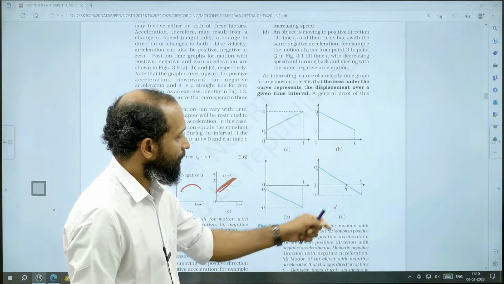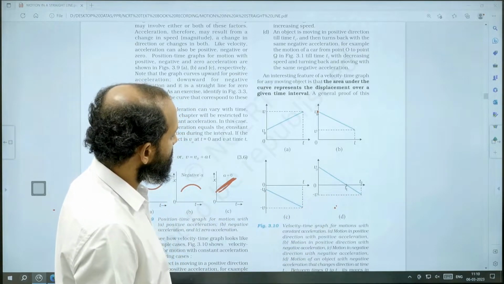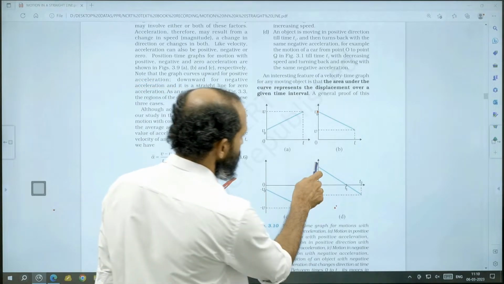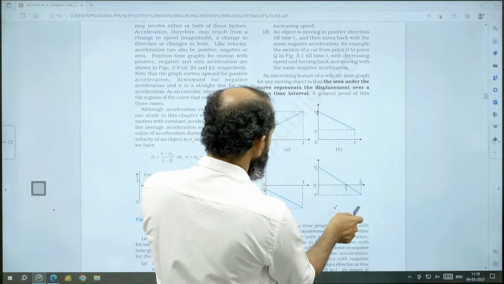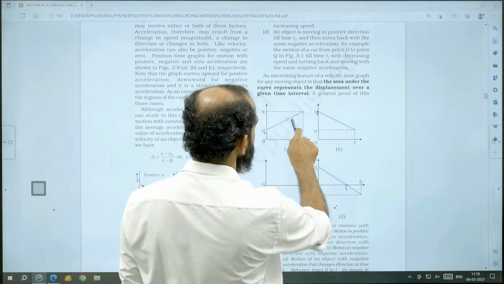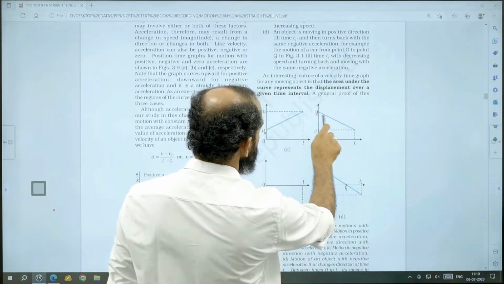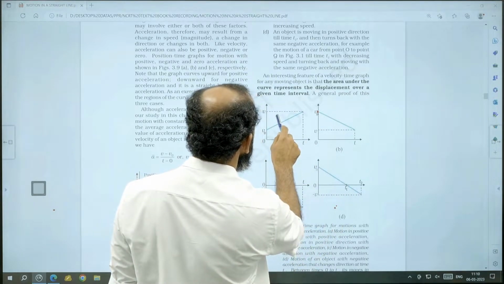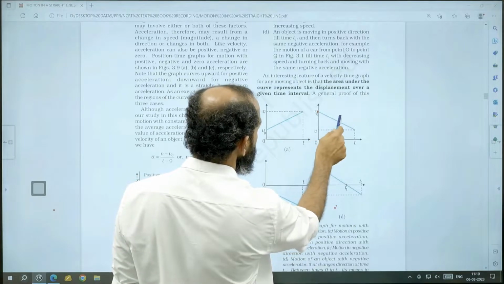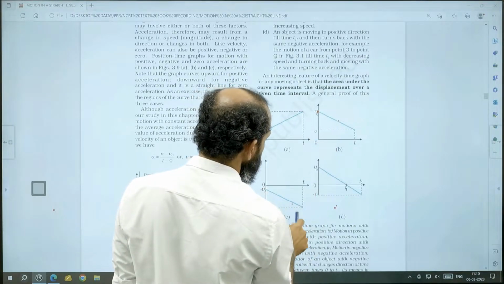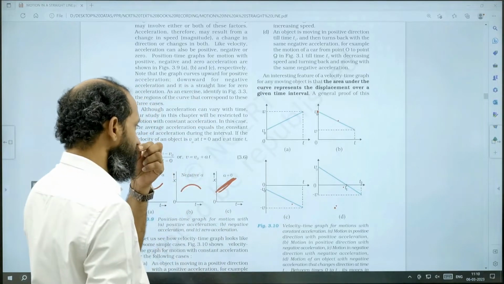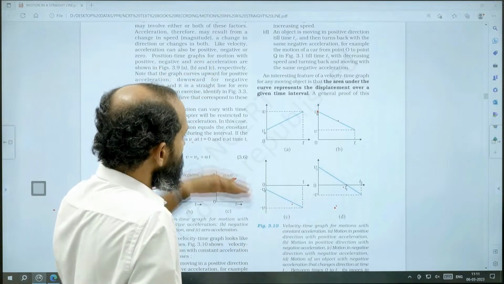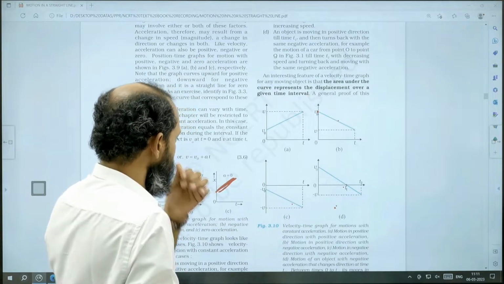Here the slope is positive, right? In a velocity time graph, the slope is positive here. Here the slope is negative. So slope positive means acceleration positive, and slope negative means acceleration negative. Negative acceleration tells us that the direction of acceleration is vertically downward. That's all. That's the meaning.